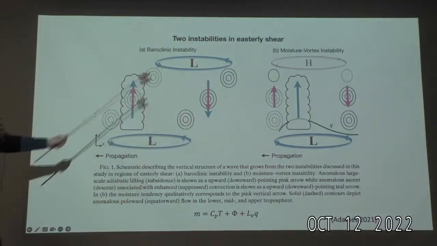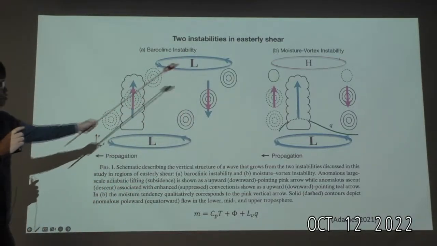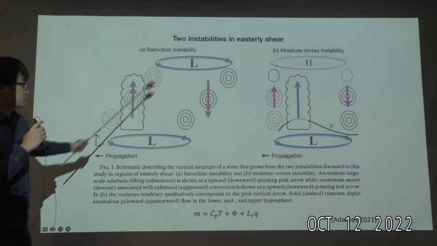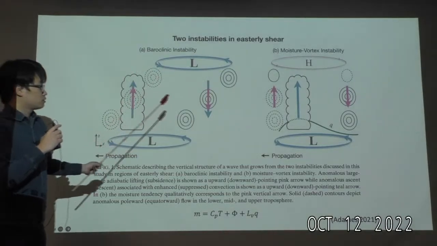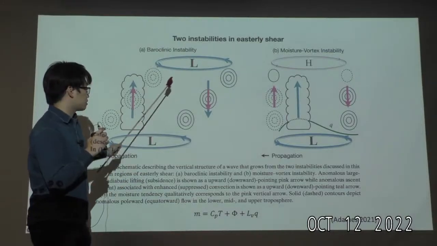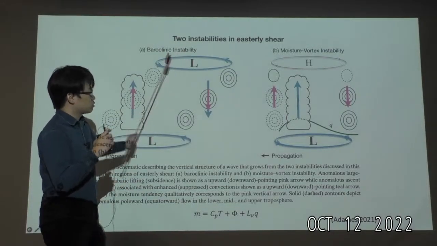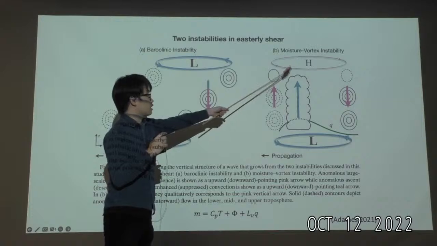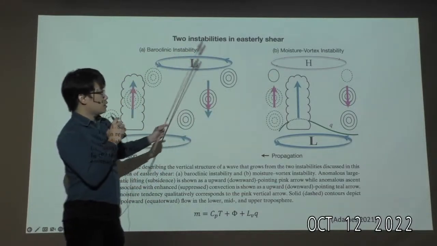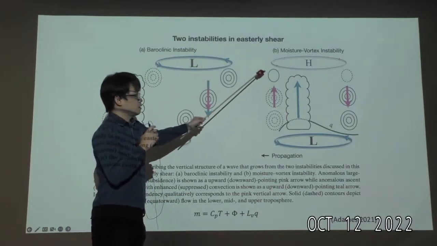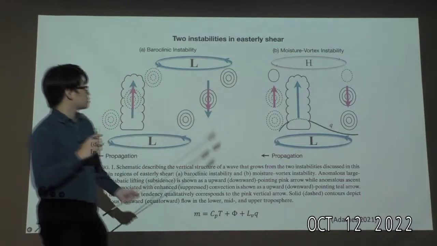So after seeing the major difference between these two theories, you can see the most obvious difference is that this is tilted eastward, and this is more upright, and this has a high, and this is low, and they have different winds at the high levels.